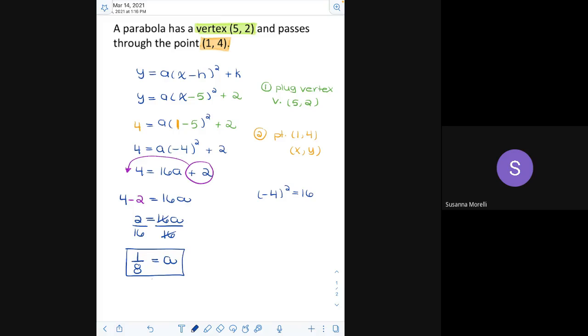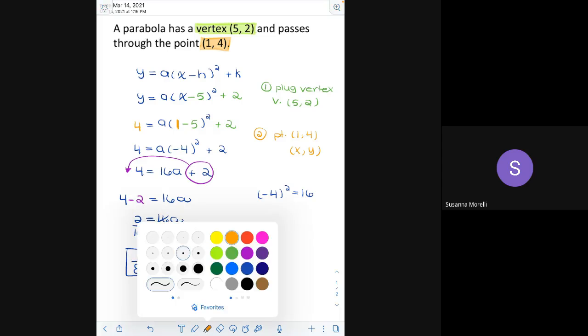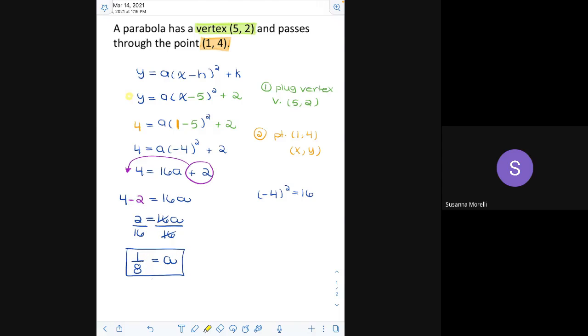All right, so we're going to go over to this step here. I'm going to highlight the step in yellow, so just look at that yellow dot, which is the second line there. I'm going to go over to that step of the equation and rewrite it, but now that we know a, I'm going to plug in a, which is 1/8, (x - 5) squared plus 2.